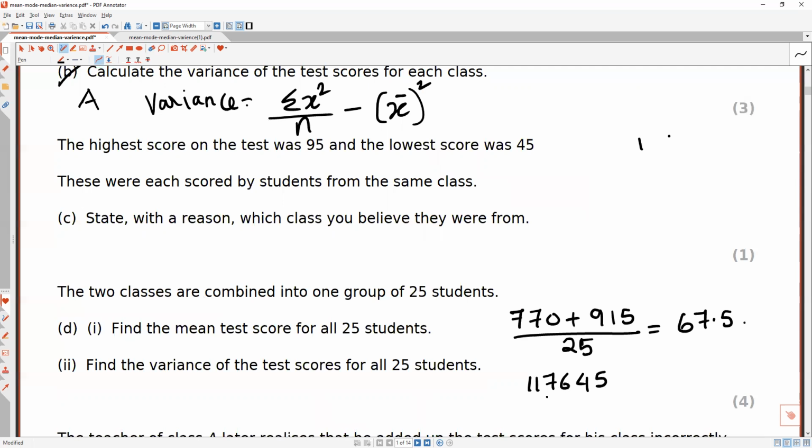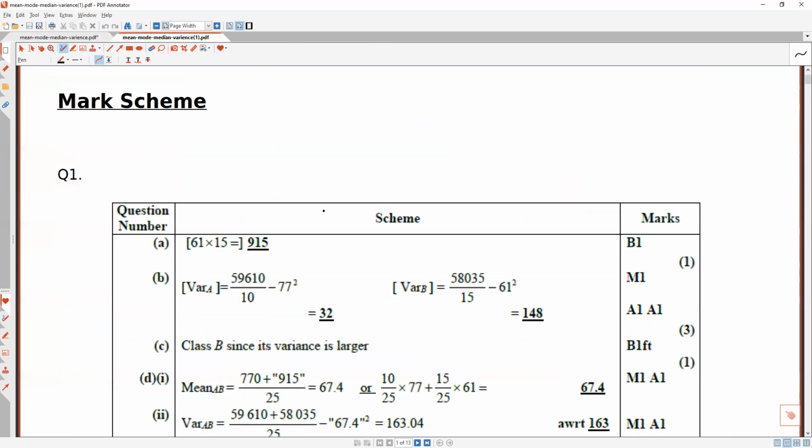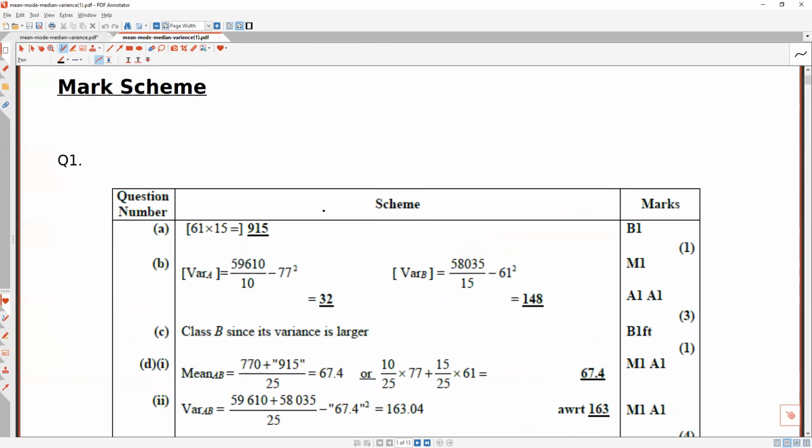Now 117645 divided by 25 minus the mean, 67.5 whole square. Do it on the calculator. What are you getting? Give me a value, I am checking the marks scheme. 163.04. Wait, let's continue. 163.04 is the answer. Perfect.